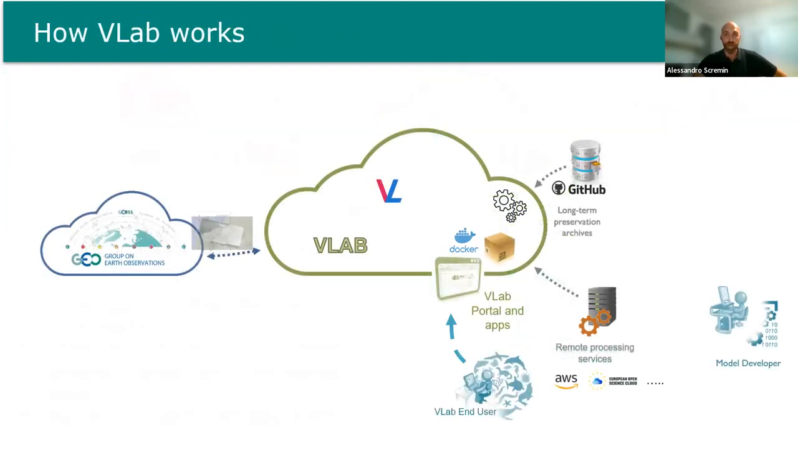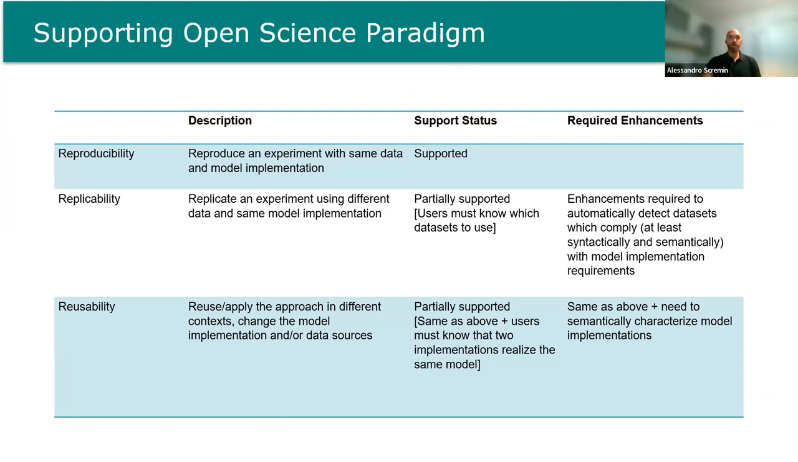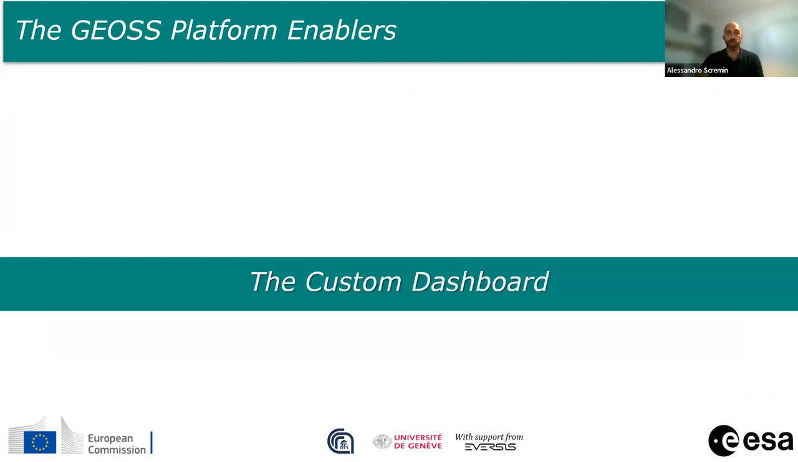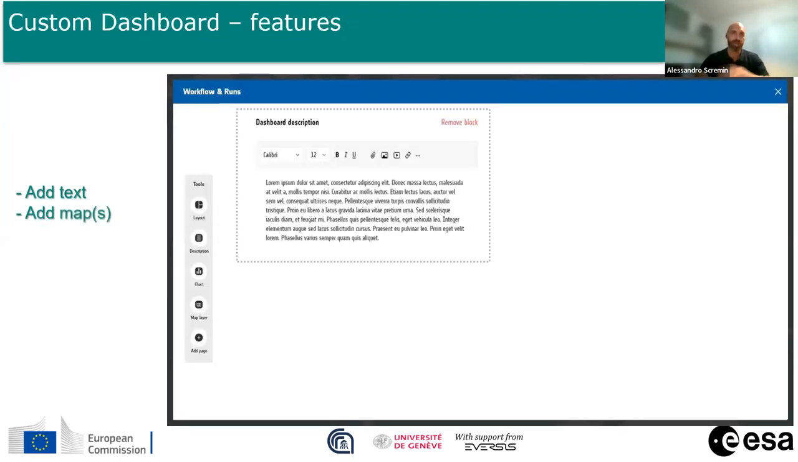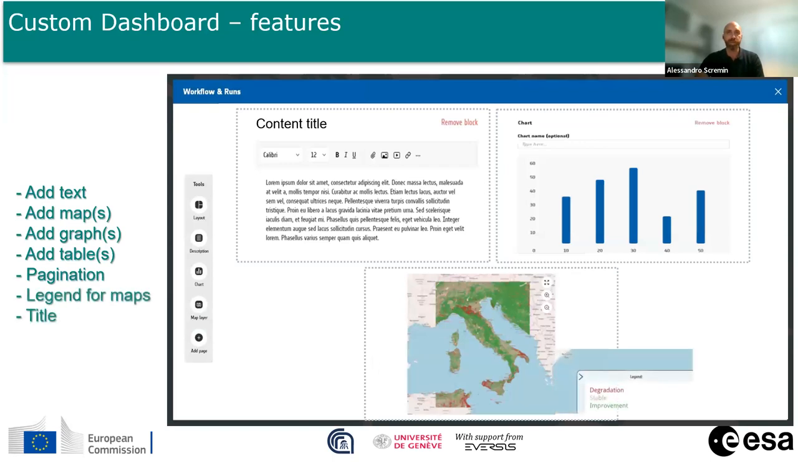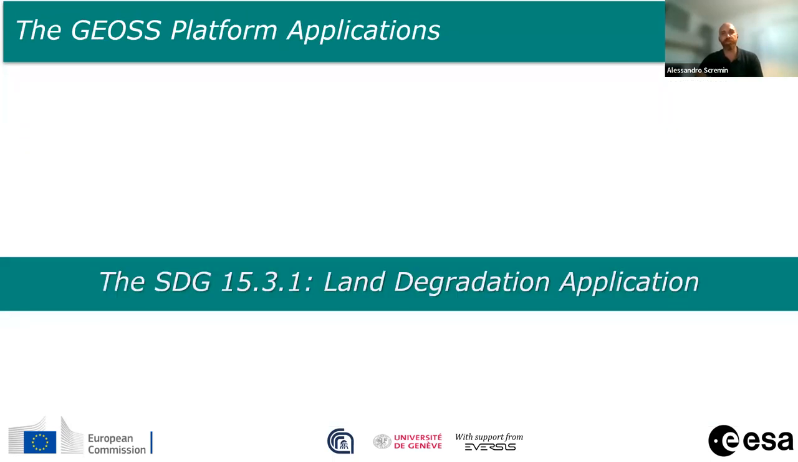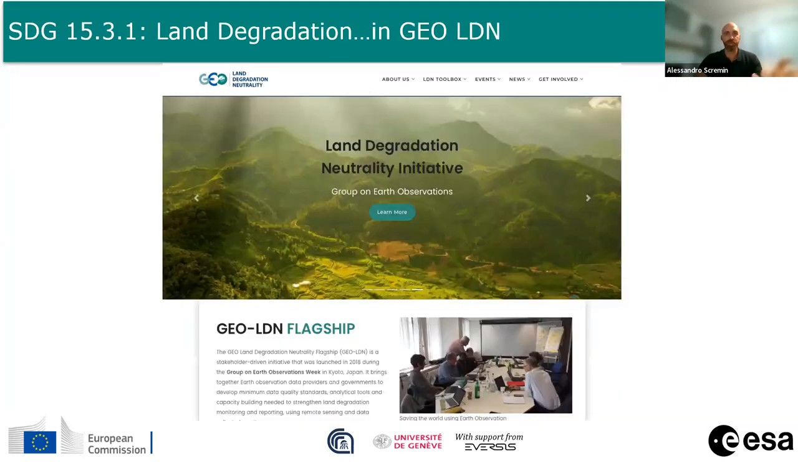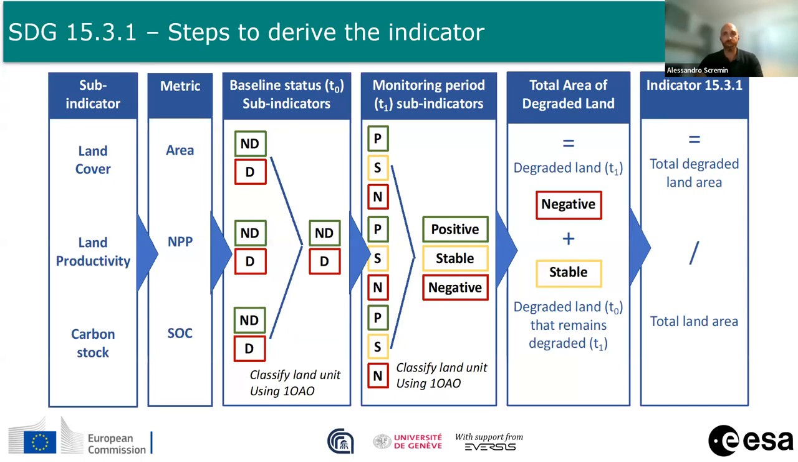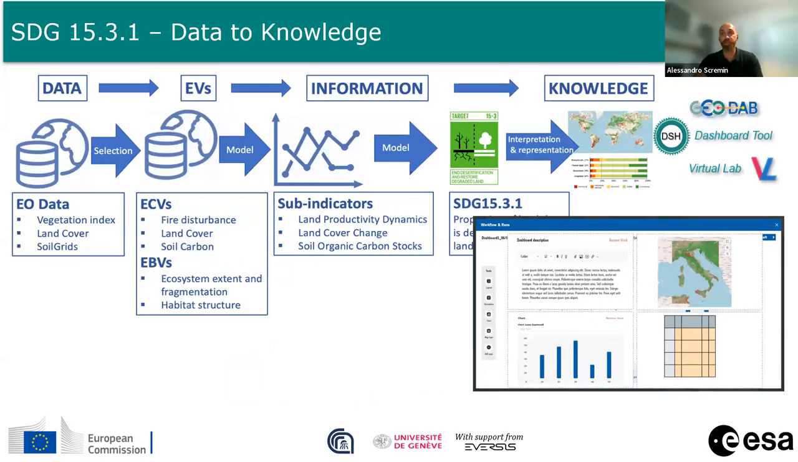on the platform. And in order to support reproducibility, replicability, and reusability, putting all these together, or new ones, allows people to create new applications. So, for example, this is a dashboard and other features that have been implemented. The support to indicator 15.3.1 on land degradation was developed in collaboration with GEO LDN, an entire workflow starting from the data till the generation of actionable knowledge, and to configure also a report through this dashboard tool that allowed to create a report, share it and co-work on that.